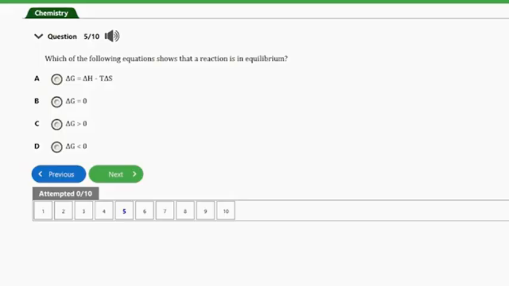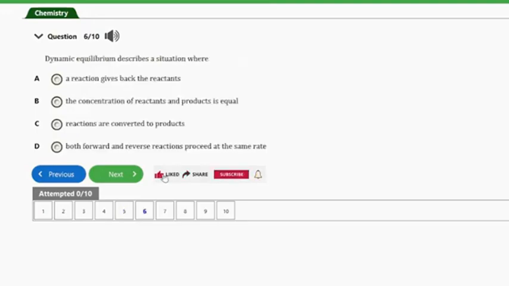So guys, delta G is the Gibbs free energy, and the one that best suits the answer to this question is the one that relates delta G to 0, and that's option B here. Delta G is equal to 0. So let's consider the next question here.